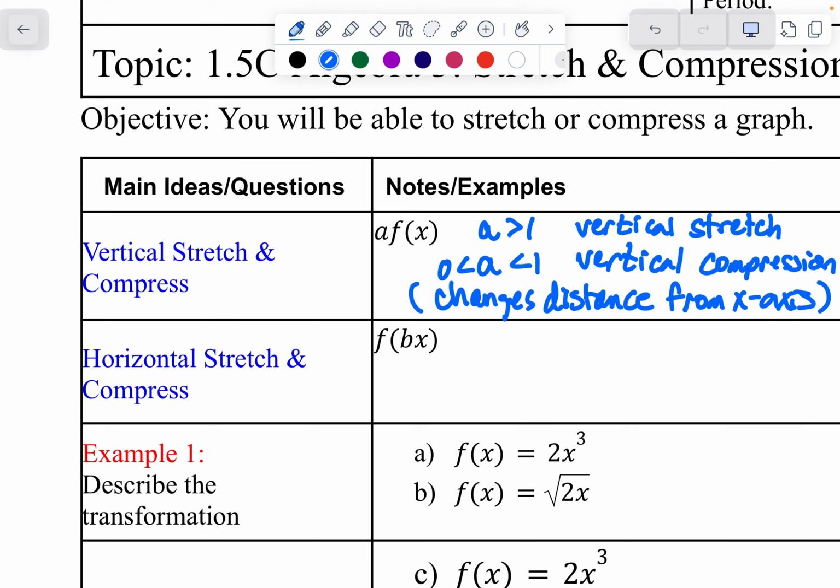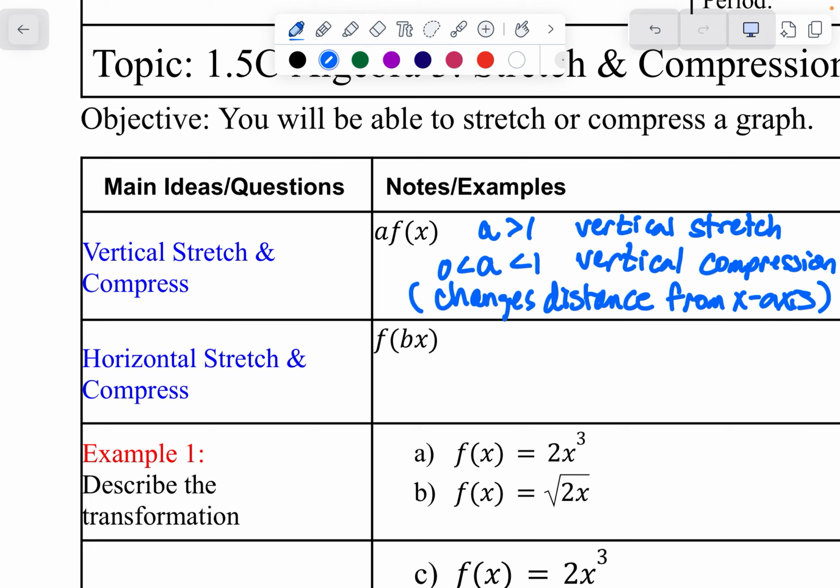Now, unlike the ones we had done in 1.5a and 1.5b, those, I think, are a little more intuitive of what happens. These ones you may have to actually plug in points, which is not something that I encourage because we want to try to get away from that. But the distance away from the x-axis is a good way to think about it.